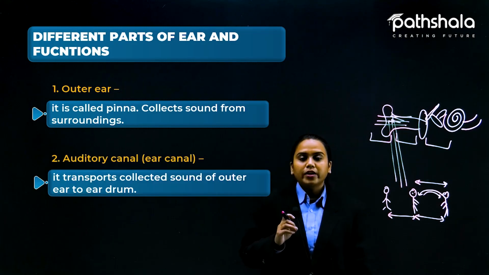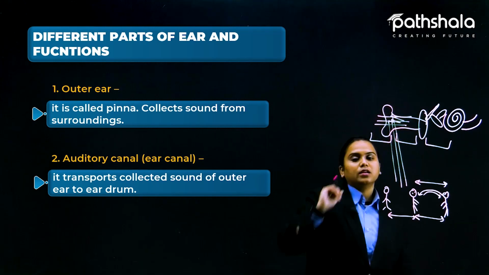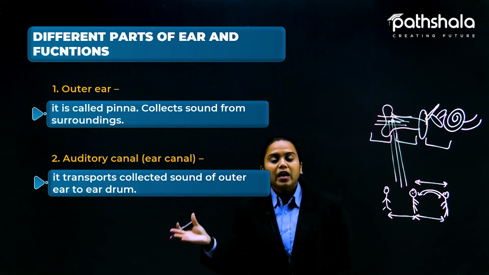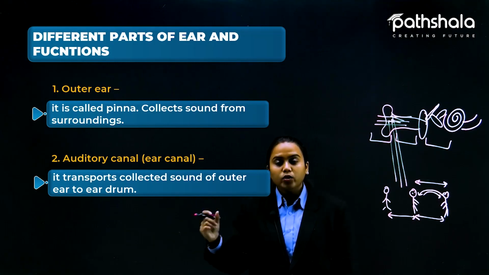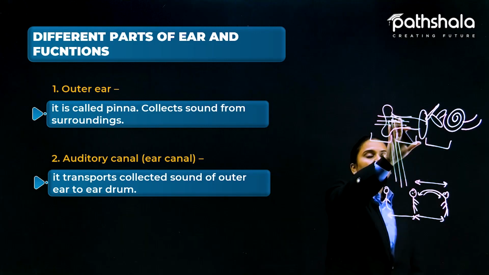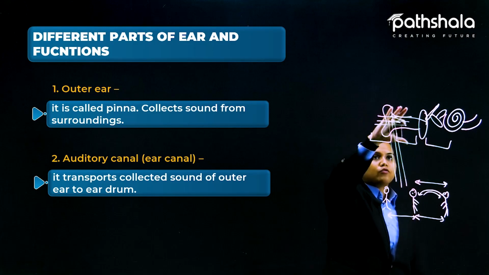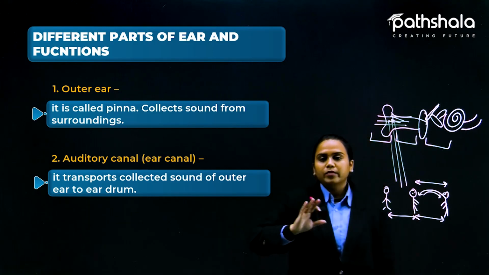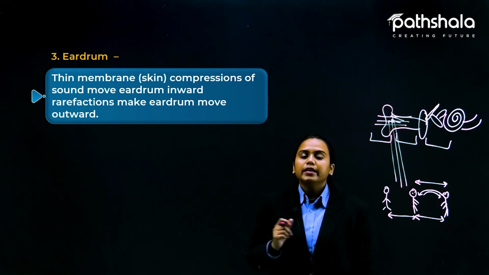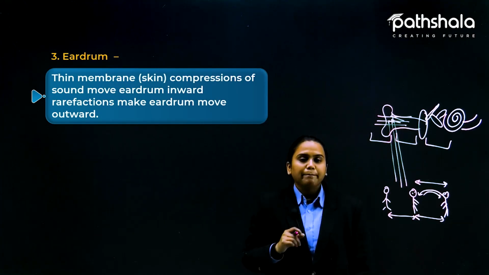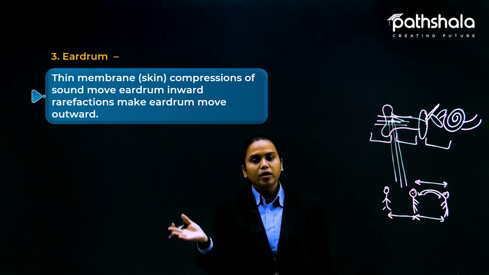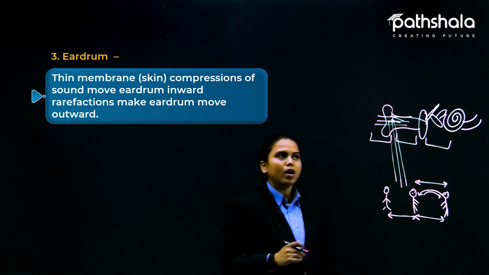Here the auditory canal, that means this part, is also known as the auditory canal. So it transports the collected sound of the outer ear to the eardrum. The canal's work is just to transmit the sound from here to here. This is the only thing. Now the inner part, that is containing the eardrum. This membrane compresses of sound and moves the eardrum inward. Rarefaction makes the eardrum move outward.